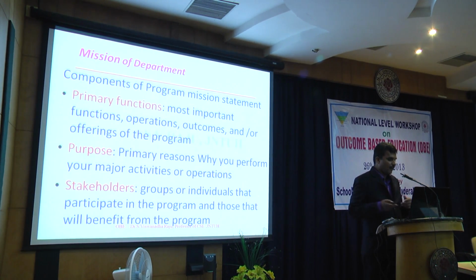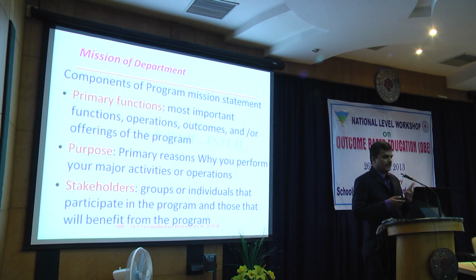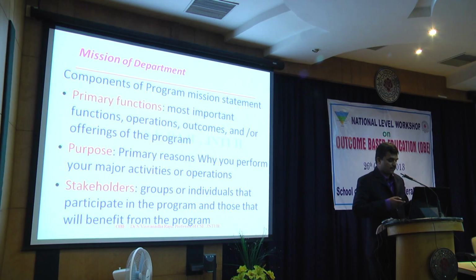Next, the mission of the department. See how to frame the mission. We are focusing mainly on 3 components; you can add one more component also. This is not restricted, and this is only the primary information I am providing here. Components of the program mission statement, please be careful. Primary functions: the most important functions, operations, outcomes of the program. These points you have to highlight in a mission. And next, purpose: the primary reasons why you perform your major activities or operations. By taking an example, you can understand very easily.